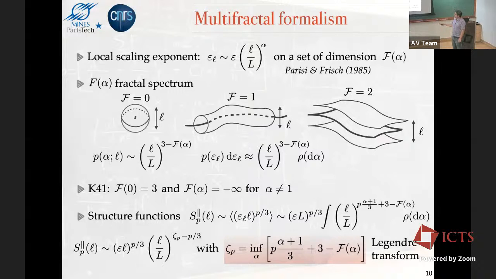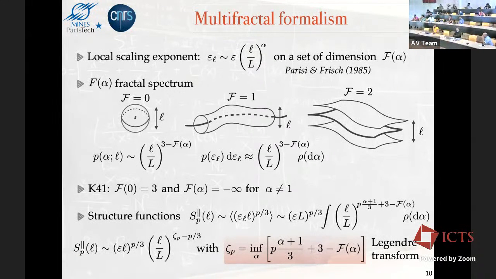The probability to locally see a given alpha at a given scale has this dependence on both alpha and scale. So it's a kind of generalized scaling form. Maybe I can try to sketch some example.